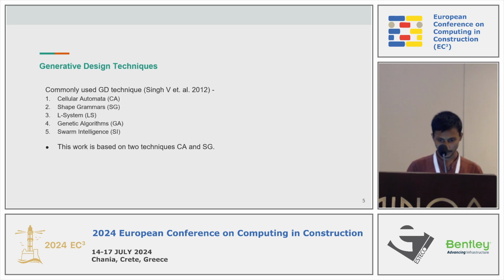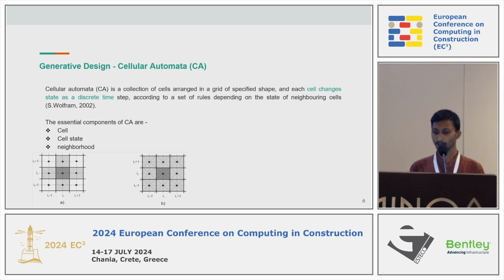There are 5 commonly used generative design techniques. Based on the review, these are cellular automata, shape grammars, L systems, genetic algorithms, and swarm intelligence. In this work, because of the limited scope, we don't go through all of these, but we have included cellular automata and shape grammar. Cellular automata is a grid-based algorithm, so that's why we selected that. To keep it simple, we took shape grammars, and the others we can include in future work.